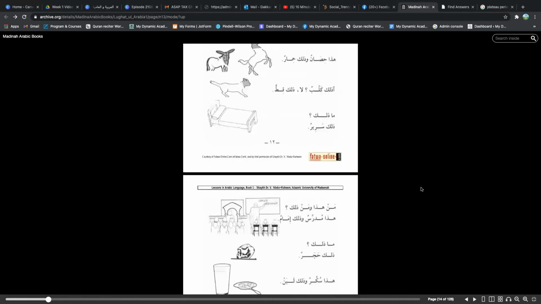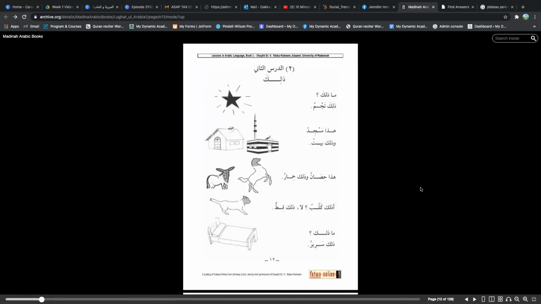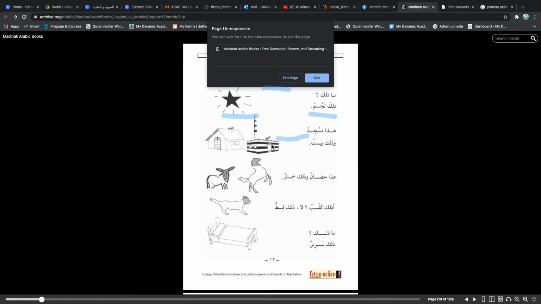So now let's take it back to the top and get out my little drawing tool. Okay, so at Dars al-Thani, the second lesson, Dharika. We're talking about Dharika. Okay, Ma Dharika. What is that? So we're looking at this picture here. Dharika najmun. That is a star. Okay. Hada masjidun. So this is a masjid.